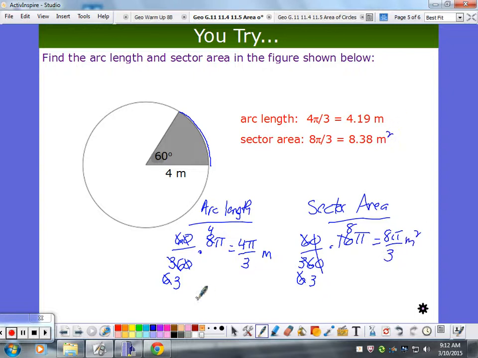So is it always the radius times 2? Right. 2 pi r is always the circumference, and pi r squared is always the area of the entire thing. That's always going to be it, and we're just taking a fraction of those values.